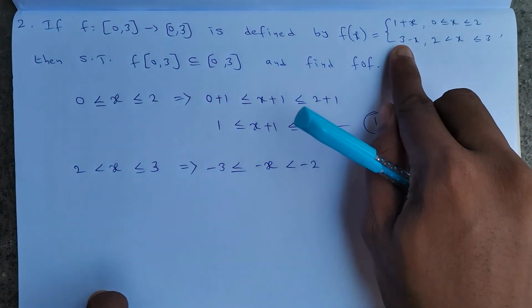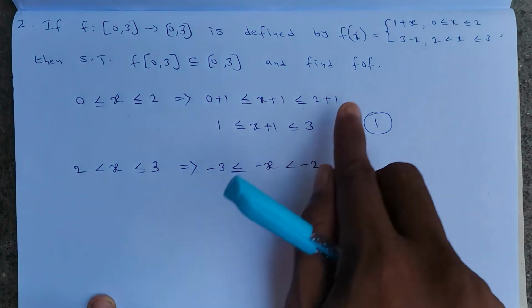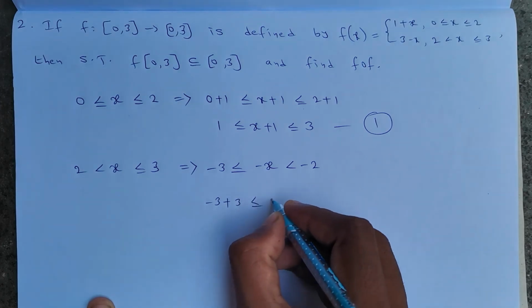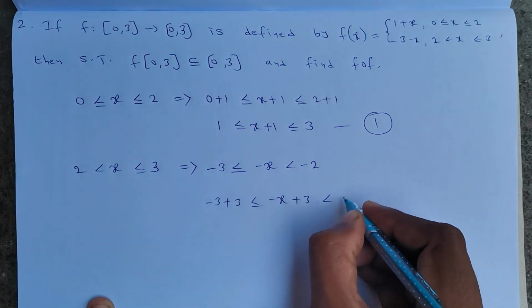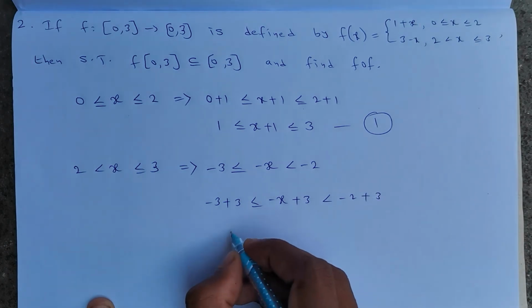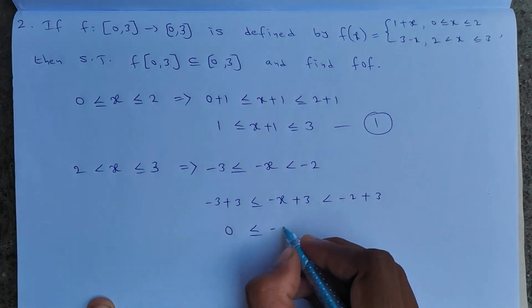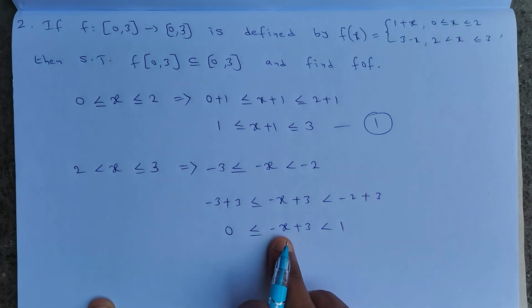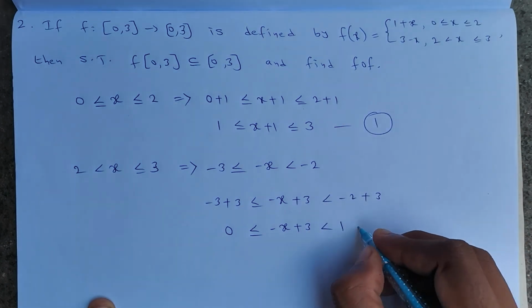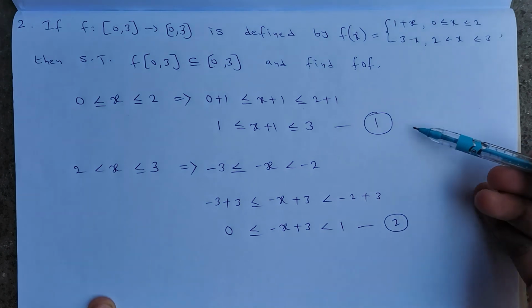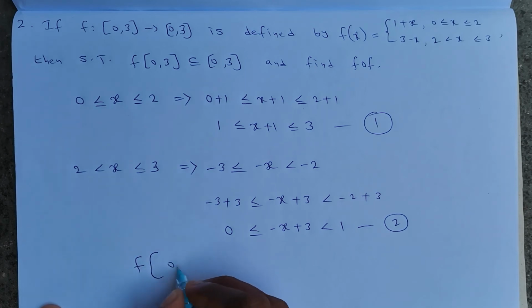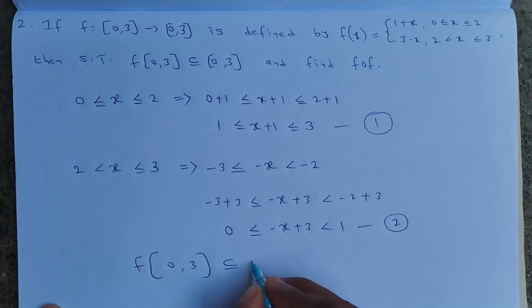Now we have 3 − x. Here already −x is there, so still we need 3. That's why add 3. −3 + 3 ≤ −x + 3 < −2 + 3. −3 + 3 is 0, so 0 ≤ −x + 3 < 1. Here −x + 3 is the same as 3 − x. This is equation 2. So from the first equation and second equation we can conclude that f of [0, 3] is a subset of [0, 3].